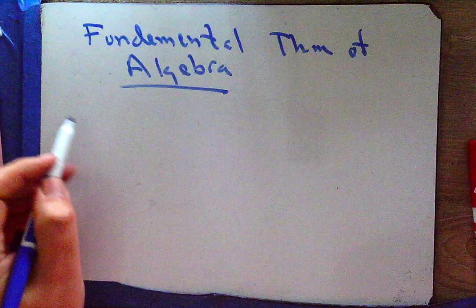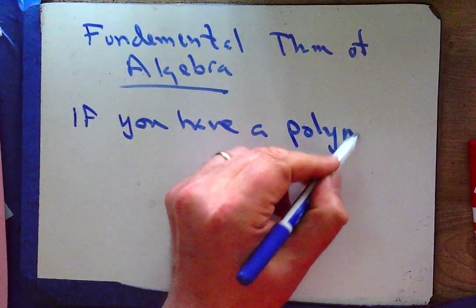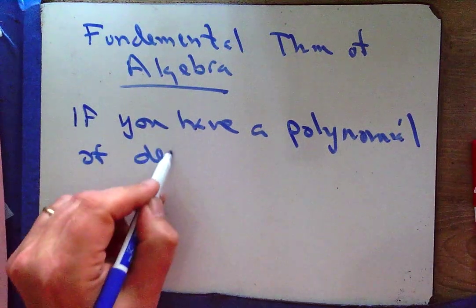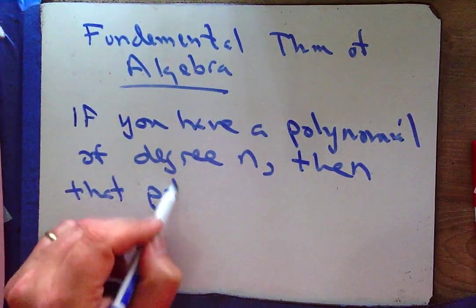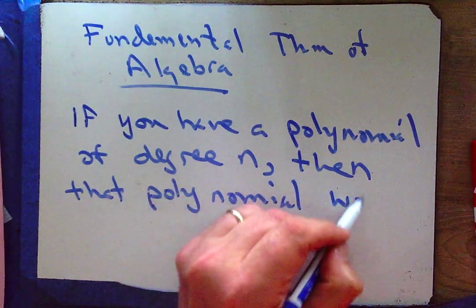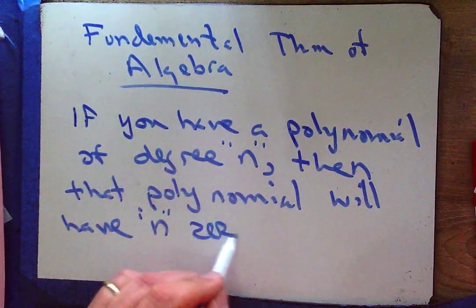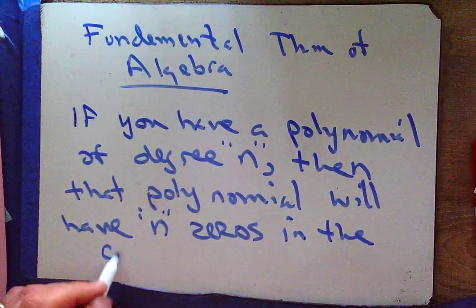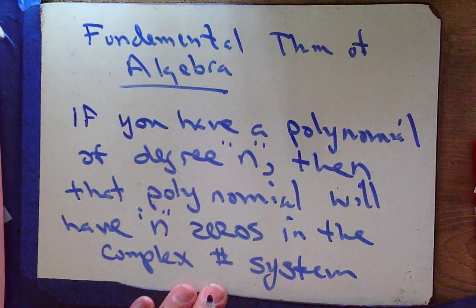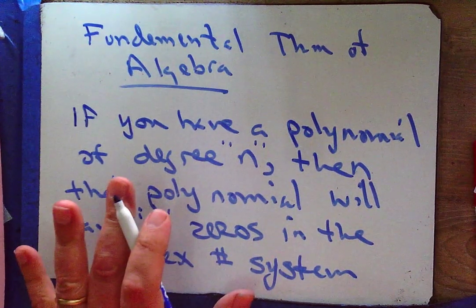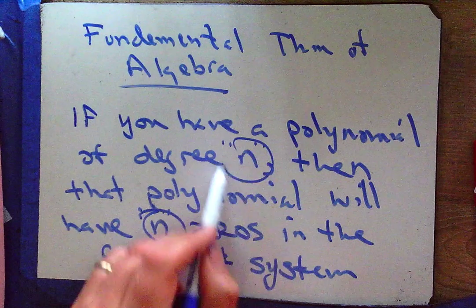Well, here's what he said. He said, if you have a polynomial of degree n, then that polynomial will have n zeros in the complex number system. And what he's saying there is, you can take any polynomial and break it up into factors that will have the same number of zeros as the degree of the polynomial.